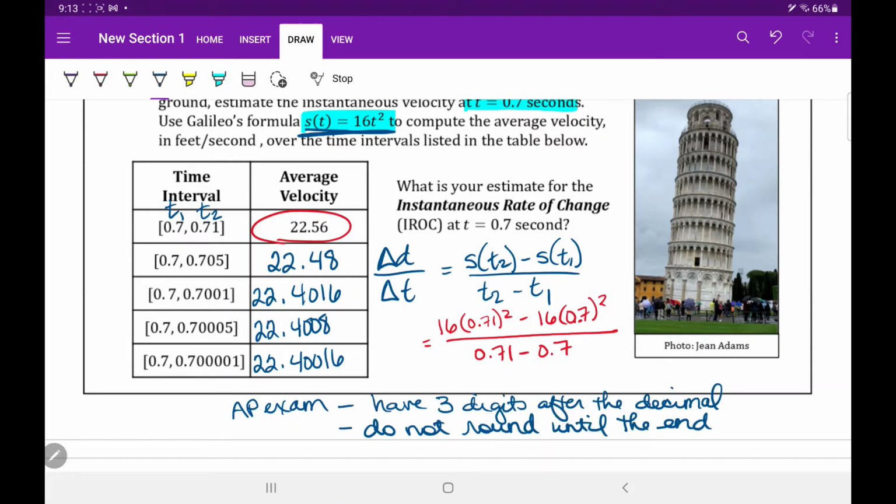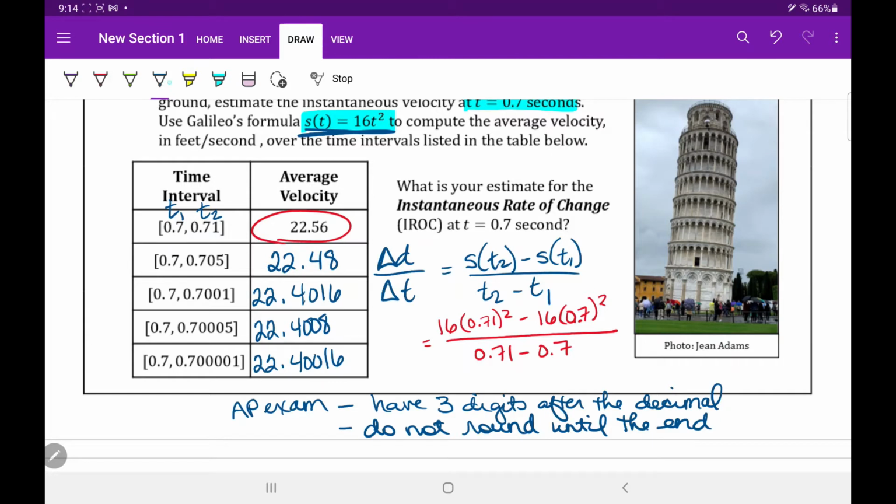Okay, so after you've checked your answers, hopefully that all worked out correctly, and here are the 2 notes I made at the bottom. Have 3 digits after the decimal, and do not round until the end. As you're working things out, you've got to keep from rounding until the very last step, because we all know that it can change your answer quite significantly.